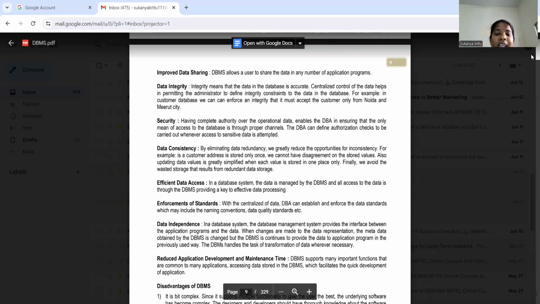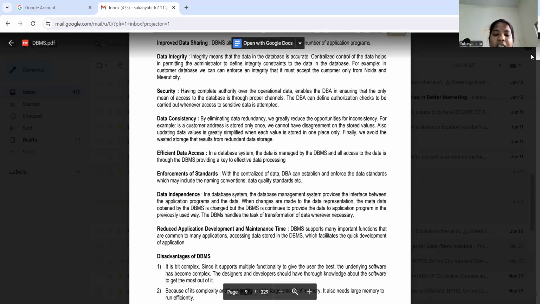Data independence. What is data independence? In the database system, the database management system provides the interface between the application program and the data. When changes are made to data representation, the metadata maintained by the DBMS is changed, but the DBMS continues to provide the data to application programs in the previously used way. So the DBMS handles the task of transformation of the data where necessary.